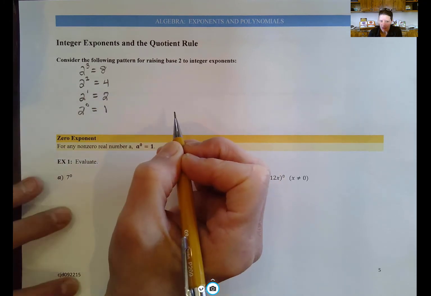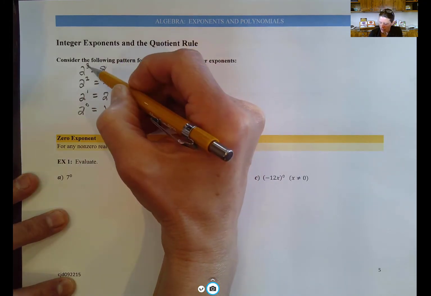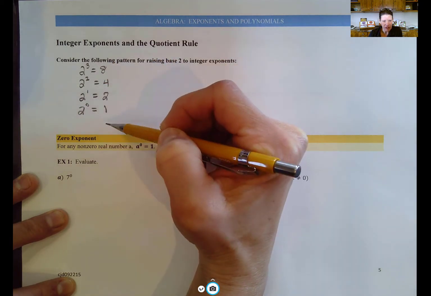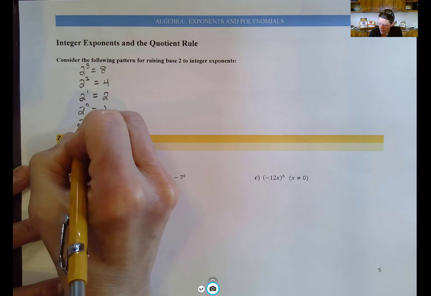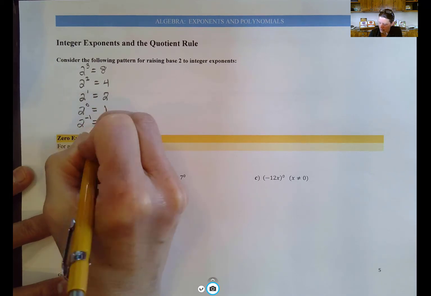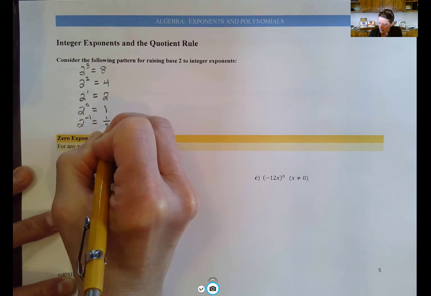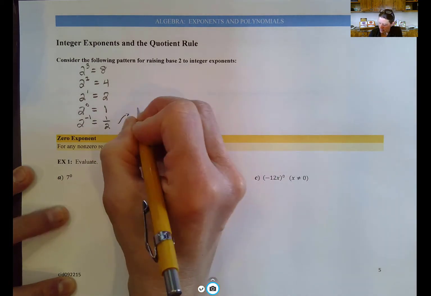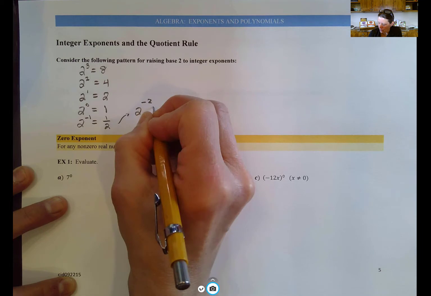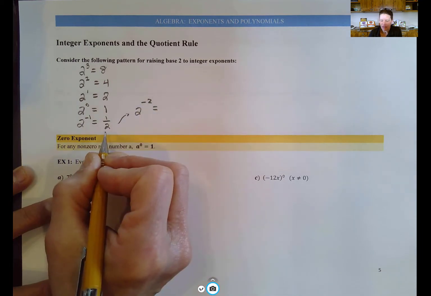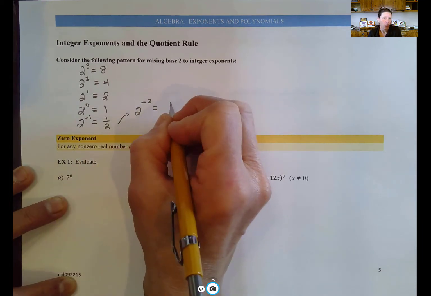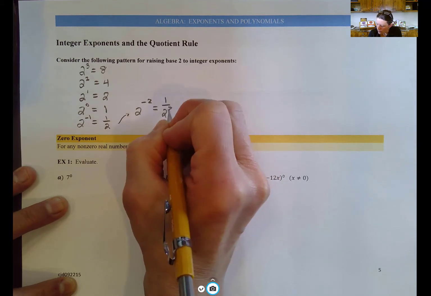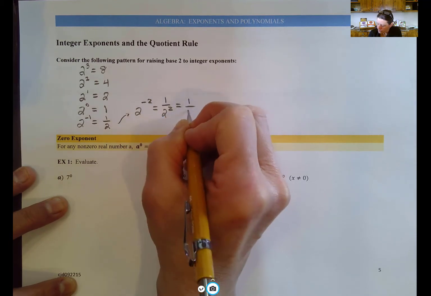And continuing further then, notice how we're reducing our exponents by 1 each time and dividing the result by 2 each time. That would suggest that 2 to the negative 1 is 1 divided by 2, or 1/2, and would also suggest even that 2 to the negative 2 power is 1/2 times 1/2, or 1/4, and 1/4 is 1 over 2 squared, isn't it?